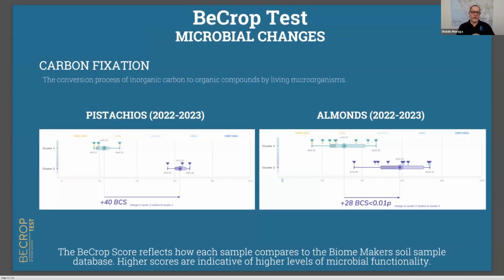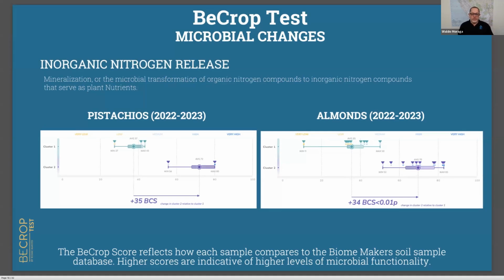For example, this is microbial changes. This is not the element itself, it's how the microbes in the soil are helping on different pathways, in this case, carbon fixation. For example, on pistachios, all the samples are between 22 and 23: March 22, August 23, three years. We have seen that the microbes in the soil that process inorganic carbon to make organic compounds grew 40% in pistachios and 28% in almonds.